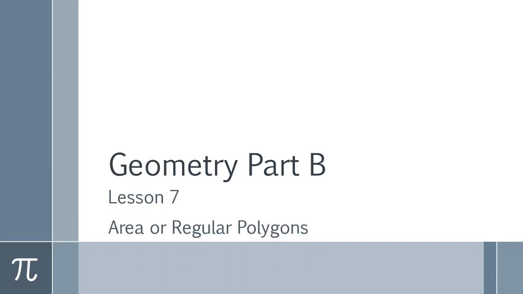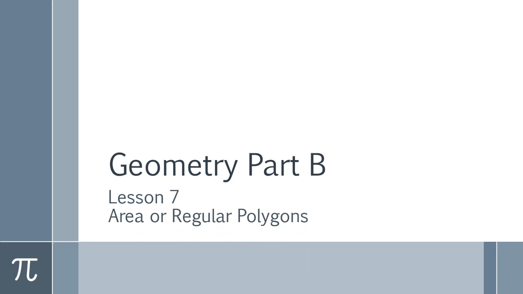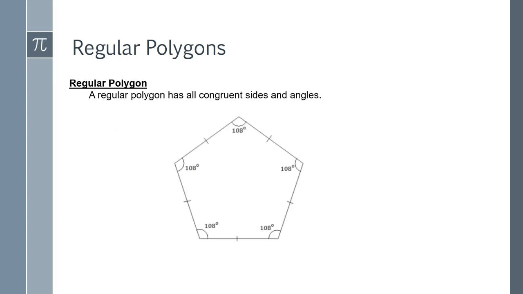This is Lesson 7, and we're looking at the area of a regular polygon. So again, what is a regular polygon? It is a polygon that has all congruent sides and angles. So for example, here is a regular pentagon. Notice all the sides are the same measure, and all the angles are 108 degrees. So that's what a regular polygon is.